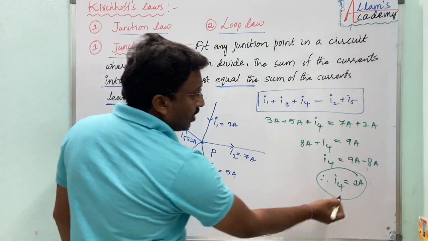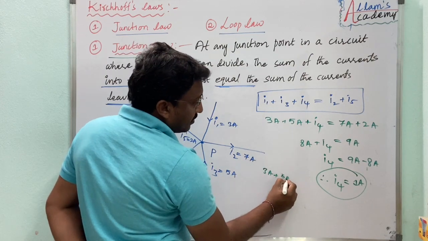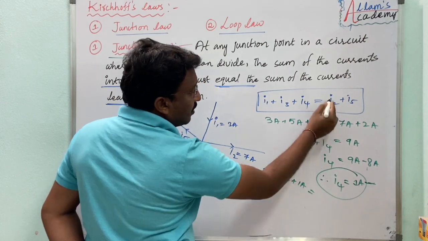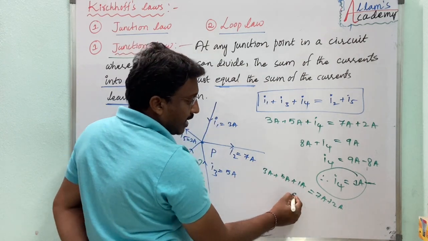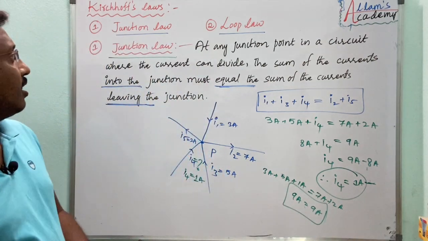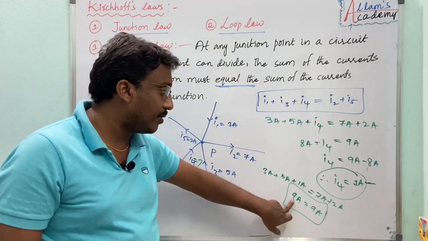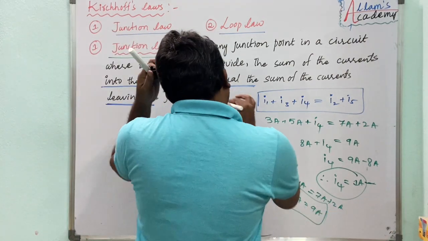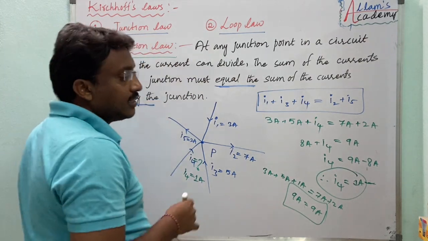Now we can justify. I1 equal to 3 amps plus I3 equal to 5 amps plus I4, which we got as 1 amp, is equal to 7 amps plus 2 amps. So 3 plus 5, 8, 8 plus 1, 9. 9 amps equal to 9 amps. Here the junction law is proved. Incoming current equals outgoing currents. This is the junction law. From the 10th class point of view, you may get one more question from this junction law.